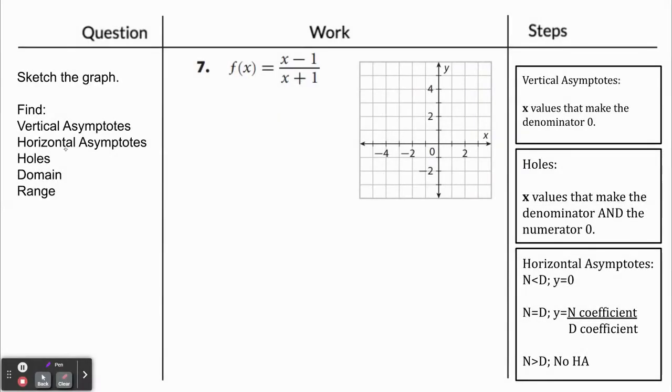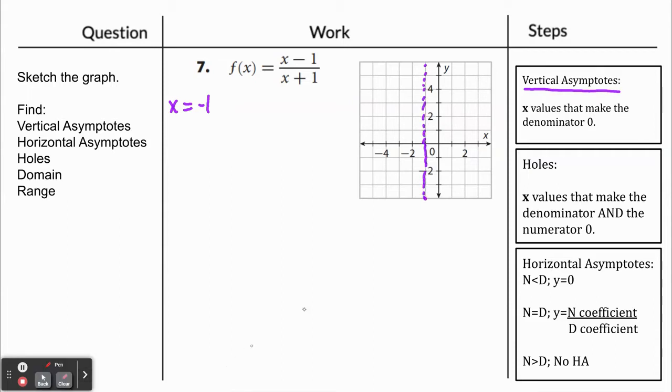We were asked to sketch the graph, and to do so, I'm going to find any asymptotes, holes, the domain and range. So for this case here, when we look at the vertical asymptotes, there's not going to be any holes because there's no value of x that makes the numerator and denominator 0. But there is a number that x can be equal to make the denominator 0, and that's at x equals -1. So that is our vertical asymptote when x is equal to -1. So I'll draw that on our graph here.